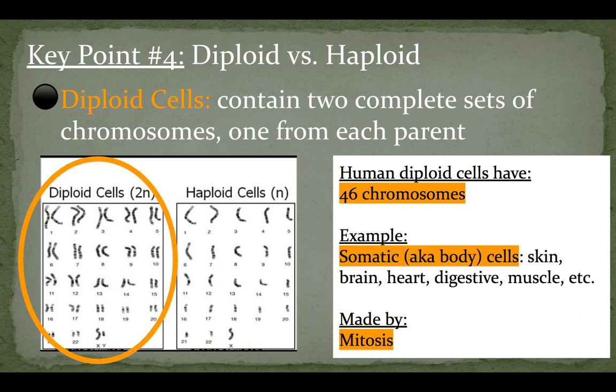Okay, last key point, diploid versus haploid. So diploid, di means 2, so think 2. Diploid cells contain 2 complete sets of chromosomes, 1 from each parent. So as we said, human diploid cells have 46 chromosomes. An example of diploid cells is somatic cells, aka body cells, which is pretty much everything: your skin, brain, heart, digestive, muscle, everything, except for one thing you'll soon see. And the process that makes diploid cells is mitosis.